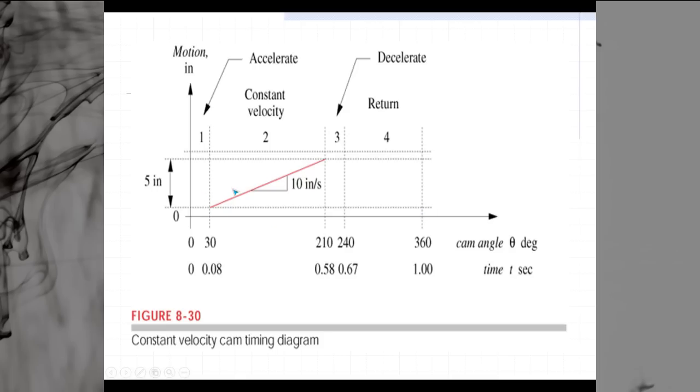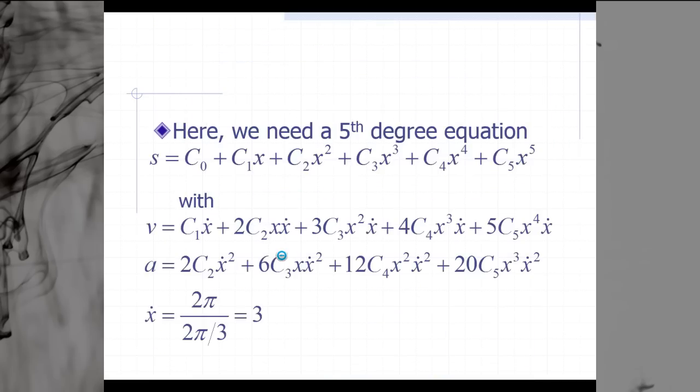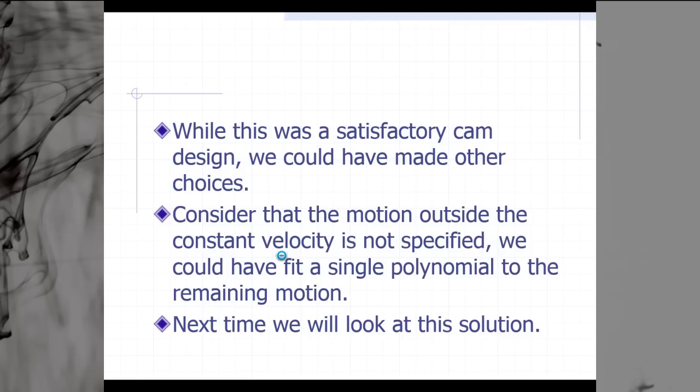So instead of having 1, 2, 3, 4 segments, we could have done it with one constant velocity portion and then one big return from constant velocity ready to start constant again. In other words, 2 functions instead of 4. So we consider that the motion outside the constant velocity is not specified. We could have fit a single polynomial to the remaining motion after the constant velocity portion. Next time we will look at this solution.